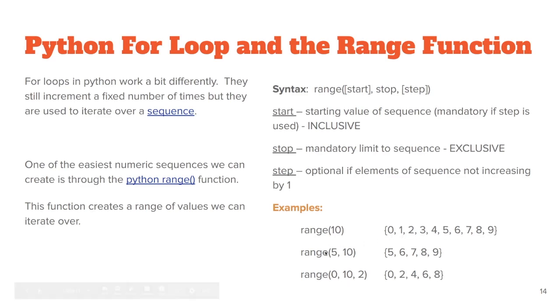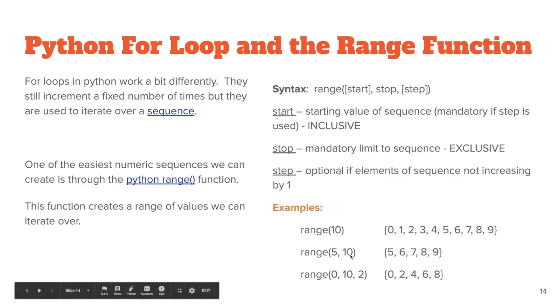Okay? If I needed a definite start and stop, well, I can do that. 5, start at 5, end at 10, but don't include it. So 5, 6, 7, 8, 9. I can start at 0, end at 10, but count by 2s. 0, 2, 4, 6, 8.